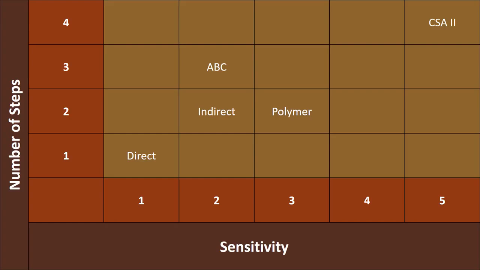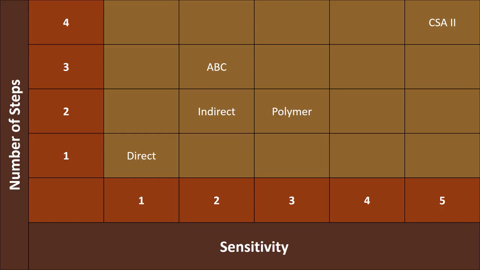Here, we can see how each procedure is compared on a relative scale of sensitivity to number of steps. We are of course looking for a procedure that minimizes the number of steps and maximizes the sensitivity. The direct method requires the fewest number of steps, since the label molecule is attached to the primary antibody and simply needs to be put into the tissue. However, it lacks sensitivity and is generally not useful for IHC.